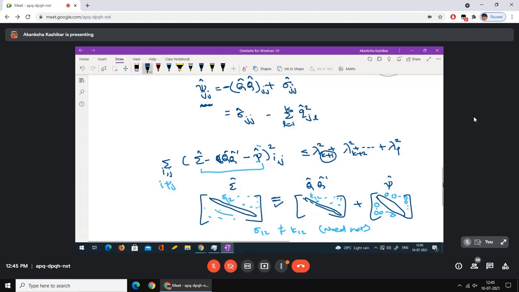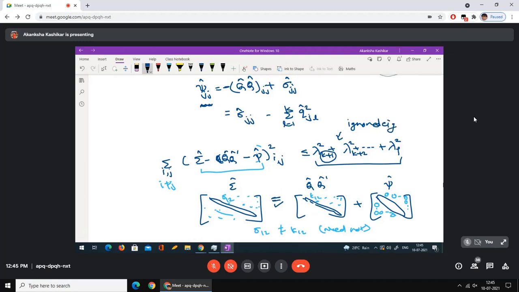So how can we be sure that our approximation is good? People have derived an upper bound for the sum of squared errors, and that turns out to be this. Remember it is starting from k plus 1. It is not starting from 1. So these are basically the eigenvalues that we had ignored.